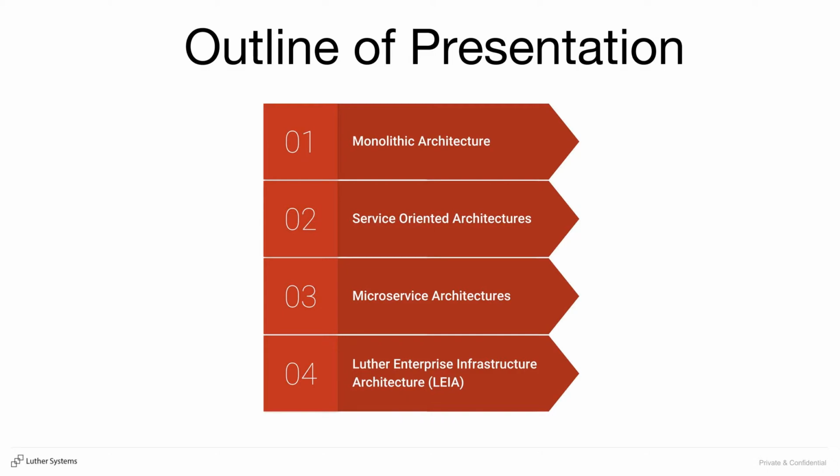And we'll finally conclude on how microservice architectures, when combined with blockchain technology, we arrive at the Leia architecture, the Luther Enterprise Infrastructure Architecture, which provides many of the benefits of microservice architectures without some of the drawbacks that those new types of architectures can introduce.